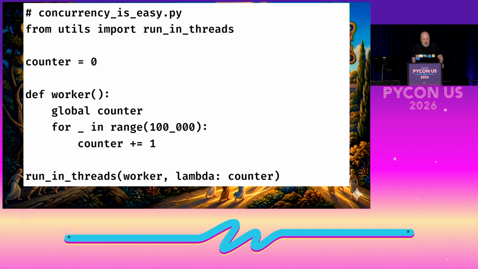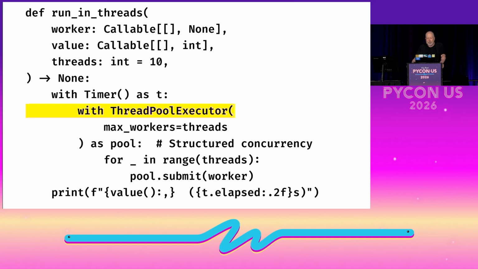I have a function here, run in threads. Let's see what that does. We pass the worker. We pass the value as, this is commonly called a thunk. It just means it's a function that takes no arguments, and it'll evaluate the value later. Otherwise, I would just get the initial value. I wouldn't see the result. And the number of threads.